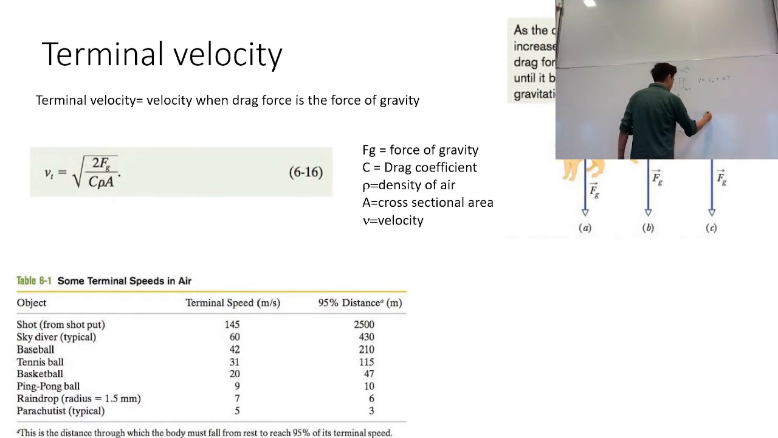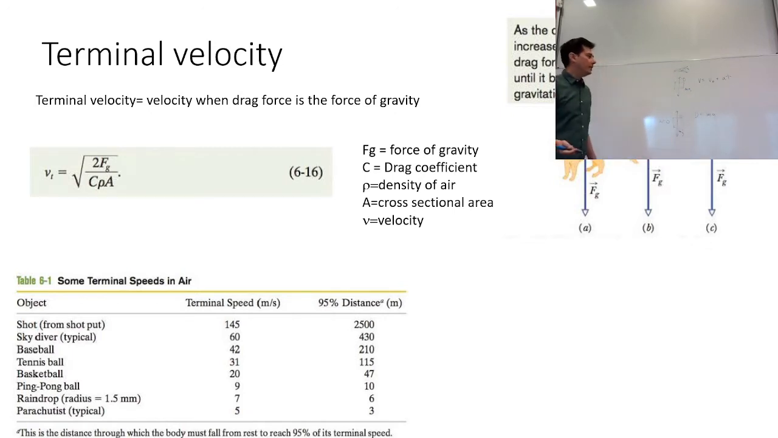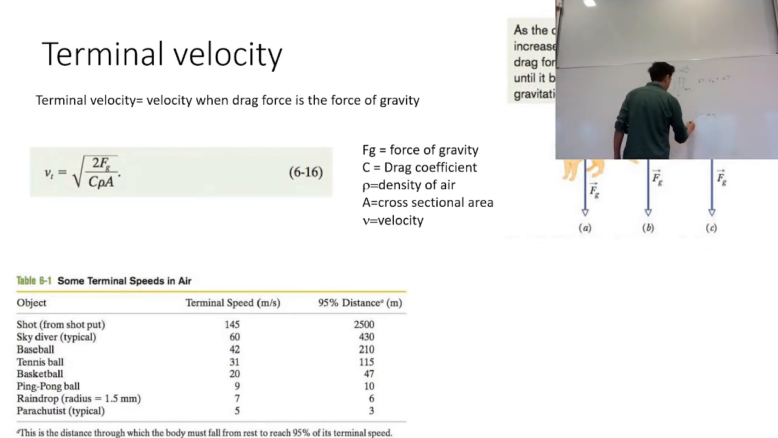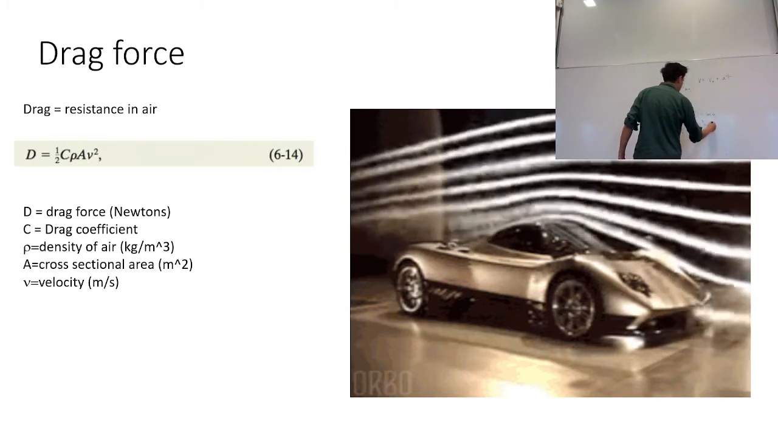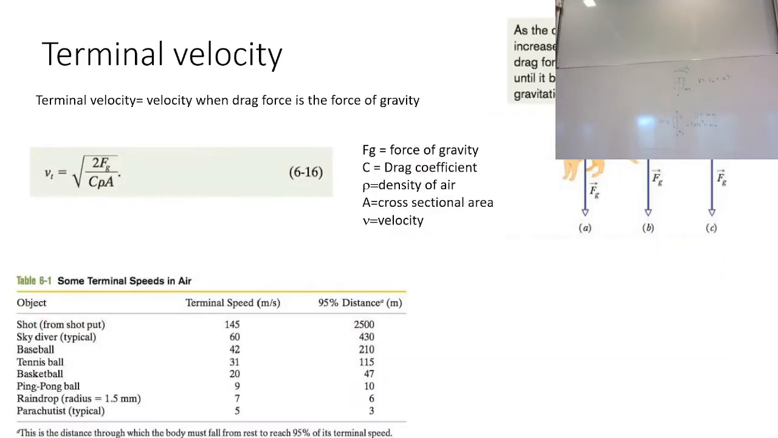And to work out what this is, it's simple. You just equate D to mg. So let's see, half C rho A v squared equals mg. And then we can just rearrange this formula for the v, and that will tell us what the terminal velocity is. So we can just go ahead and do that. So just rearrange this formula. It's going to be v equals the square root of 2mg over C rho A. And they've written it in terms of mg, the force of gravity.